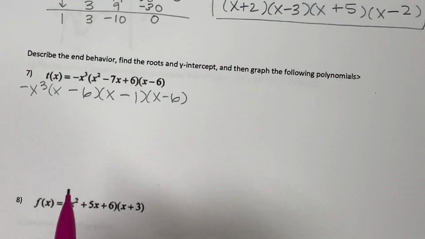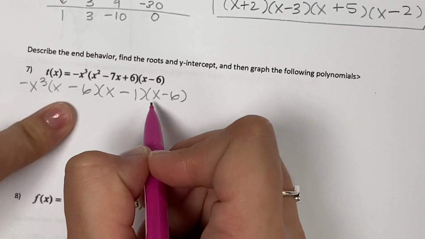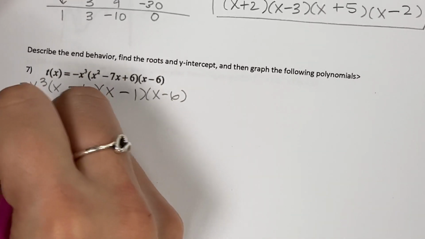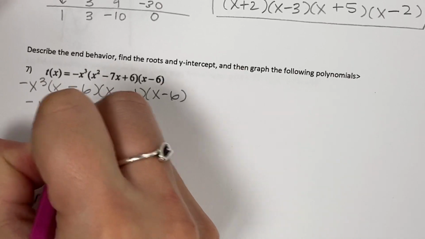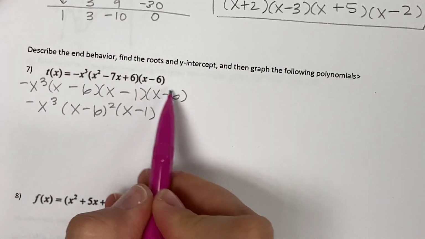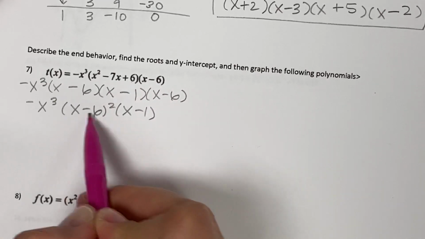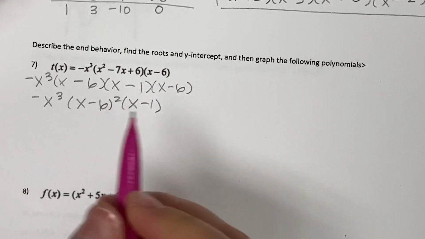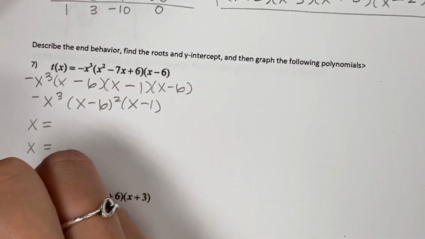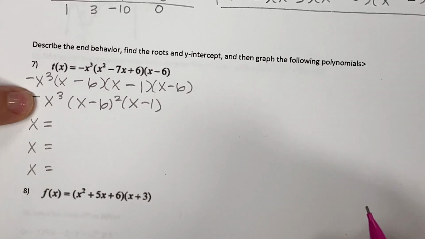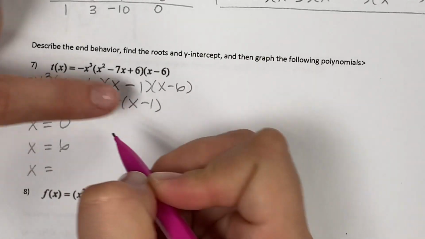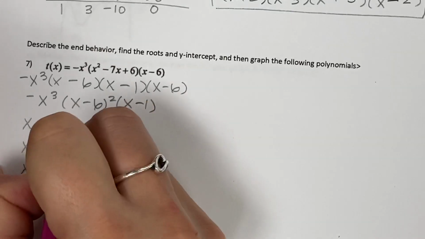Well, before I continue, I notice I have two x minus 6's. So I'm going to rewrite that as one term squared. So I'll have x minus 6 squared and then x minus 1. So I don't have to write this one because it's included in the squared. So I have 3 x's. I'm going to have 3 roots. When you have your x by itself, that root is 0. X minus 6 will be positive 6. X minus 1 will be positive 1.